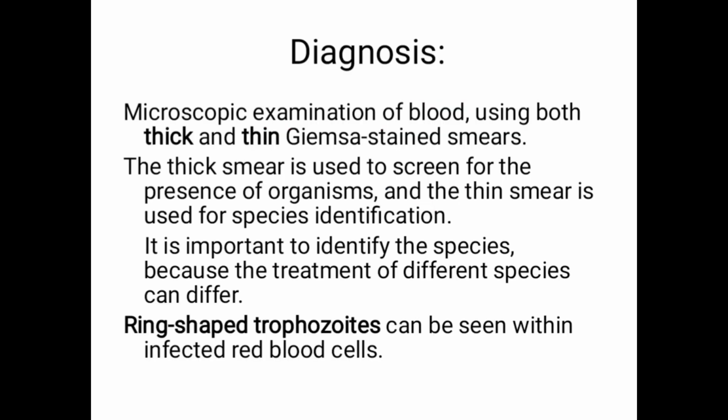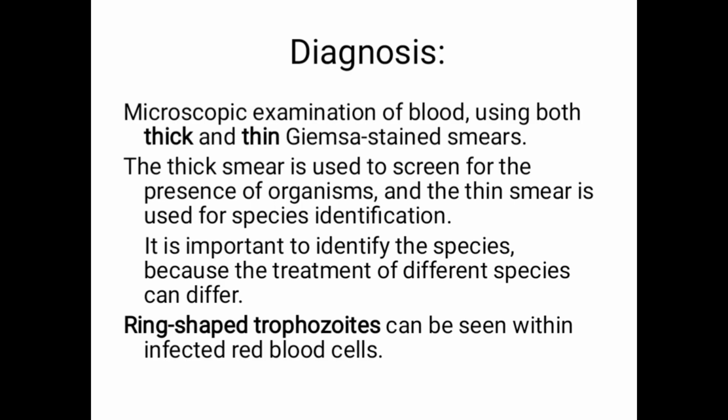Diagnosis: microscopic examination of the blood using both thick and thin Giemsa-stained smears. This is the type of stain used to examine the Plasmodium under the microscope. The thick smear is used to screen for the presence of the organism. The thick smear tells us whether malaria is positive or negative. We don't know the species of the Plasmodium in this type of smear. And the thin smear is used for species identification. It is important to identify the species because the treatment of different species can differ.